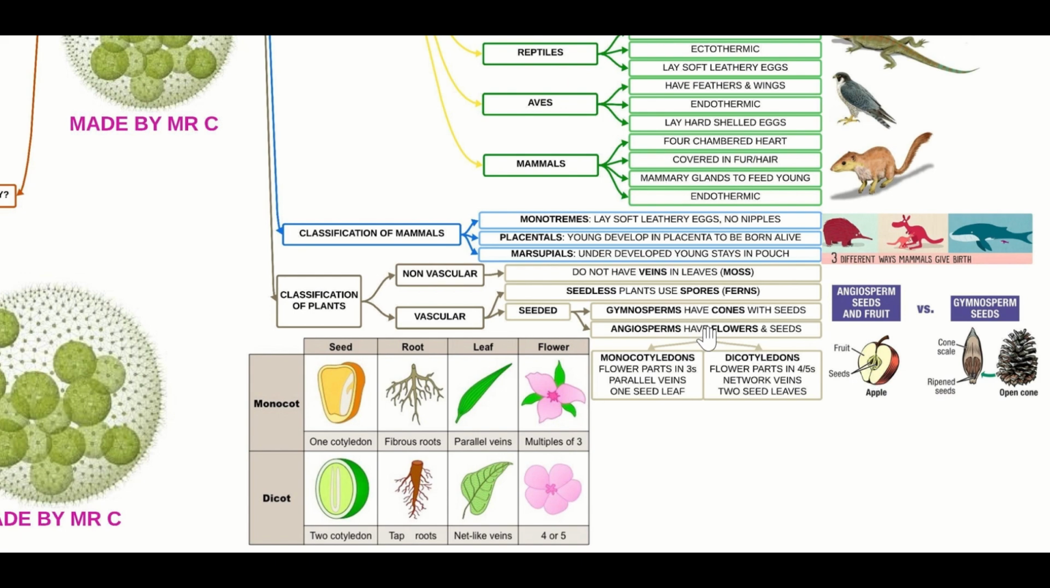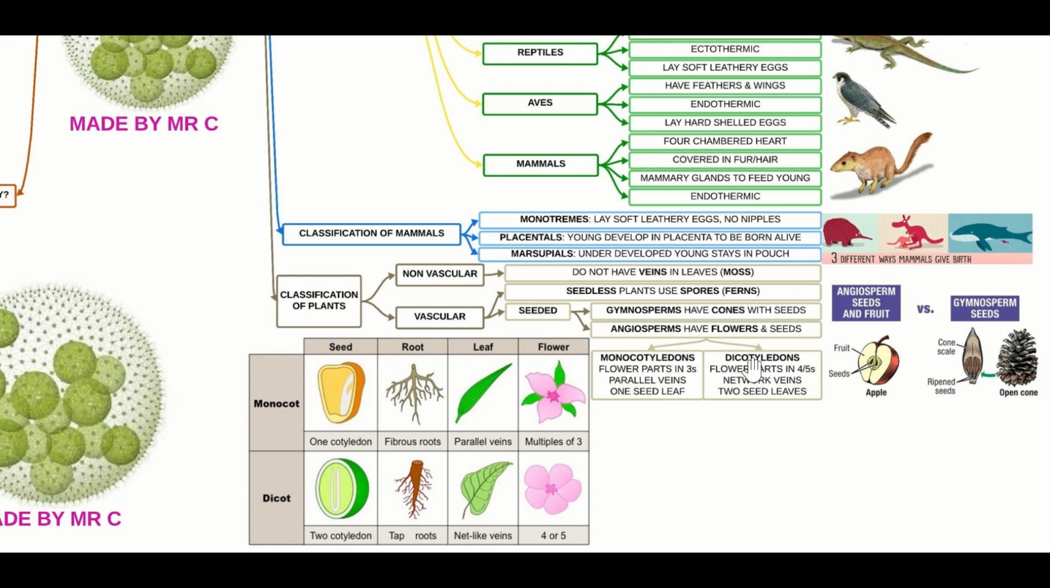So with angiosperms, again, there is two divisions. There is monocotyledons and dicotyledons. The word monocotyledon means one seed leaf. So when the seed germinates, one leaf comes out initially. Its flower parts are in threes, and it also has parallel veins.